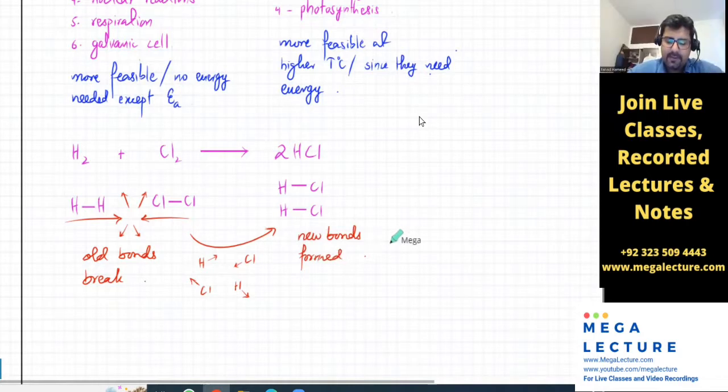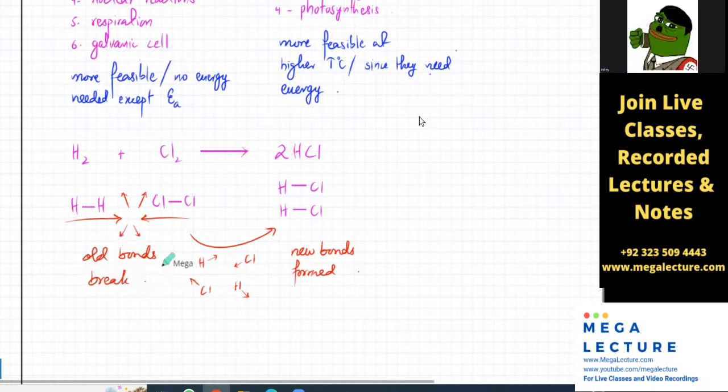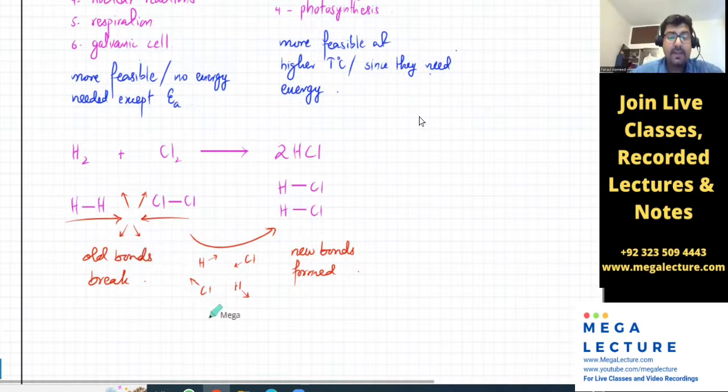Which part is endothermic? Which part is exothermic? So bond breaking is endo. Because the first part, bond breaking, is endothermic. That always requires energy, and the next part, bond formation, is exo.